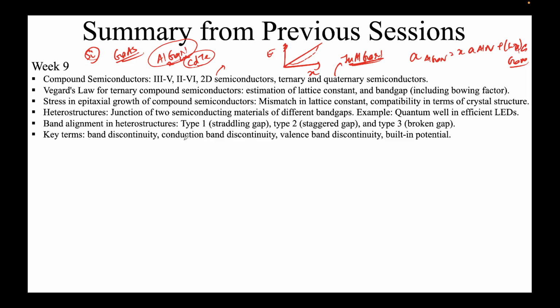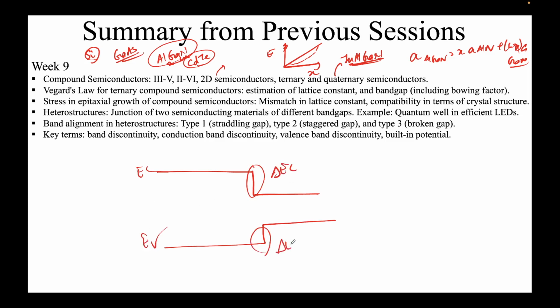So let's say they look something like this. I'm not drawing the band bending as of yet, but they are there. So this is the conduction band, valence band. This is the delta EC, conduction band discontinuity. This is the delta EV, valence band discontinuity.